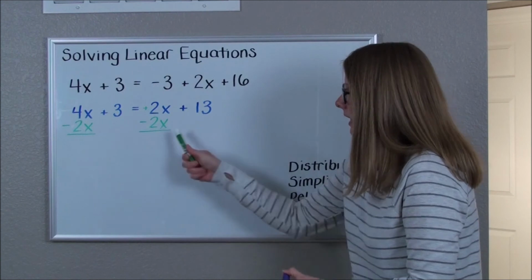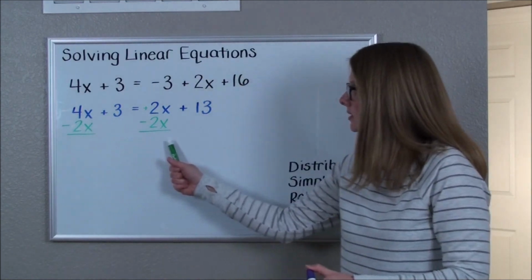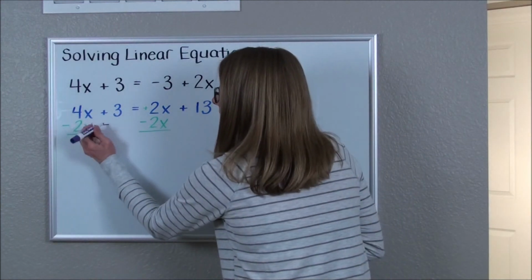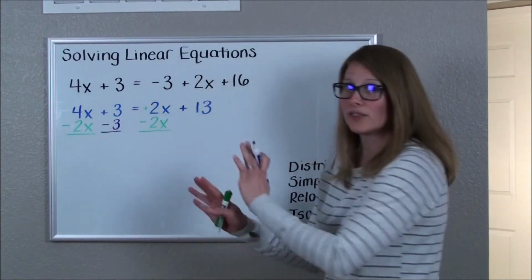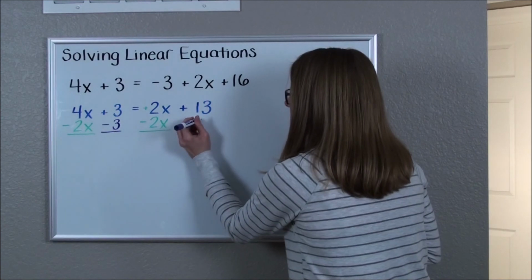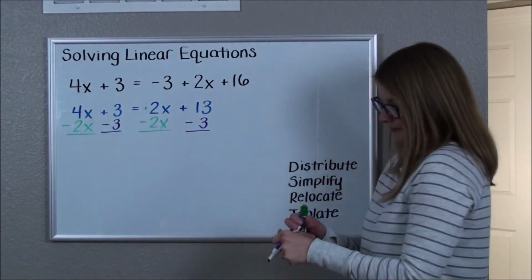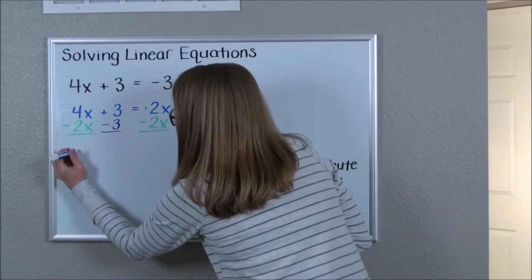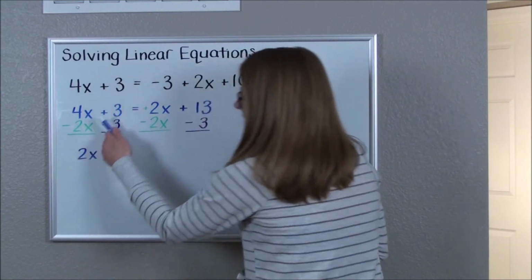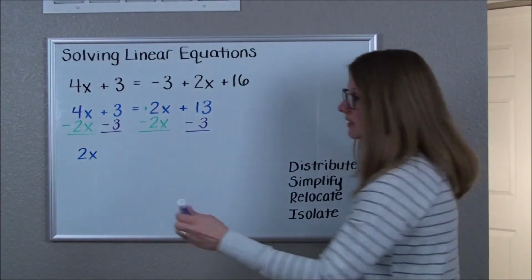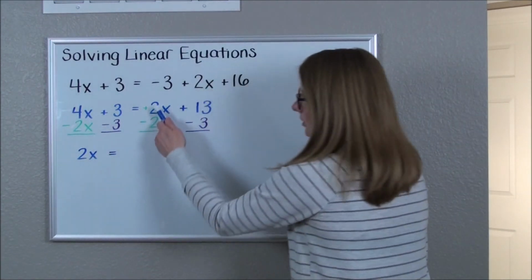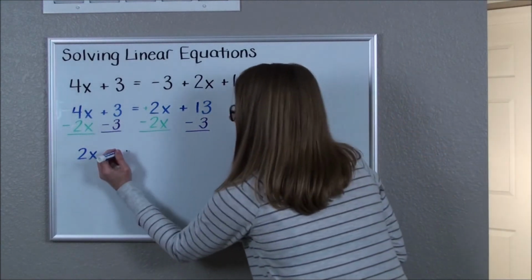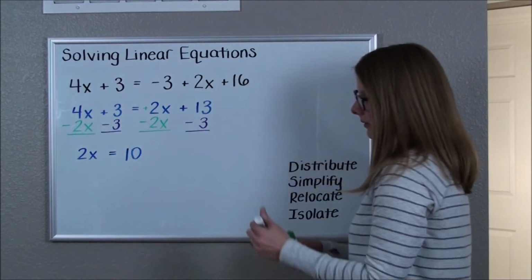I want my letters on the left, but I want my constants to move to the right. So that 3 was currently a positive. I'm going to remove him with subtraction, which is fine as long as I do the exact same thing on the other side. And so now on the left, 4x minus 2x gives me 2x. The 3 minus 3 cancels it out, it's gone. 2x minus 2x, gone. 13 minus 3 gives me 10.